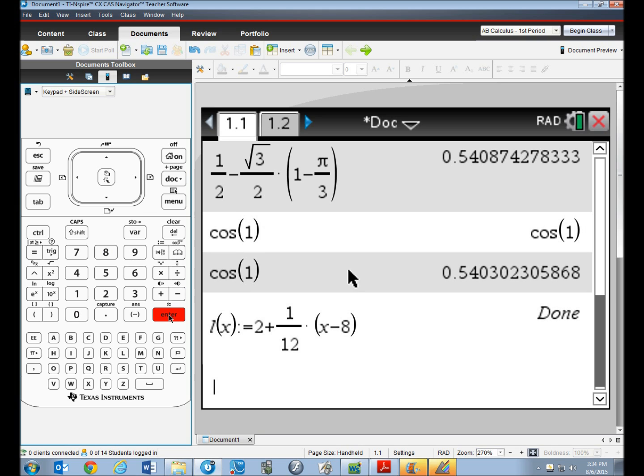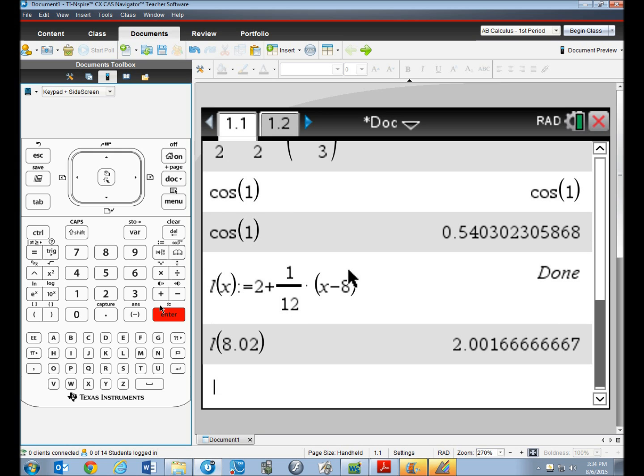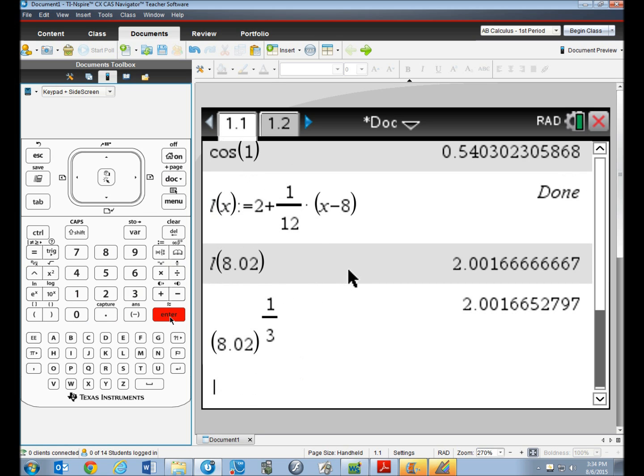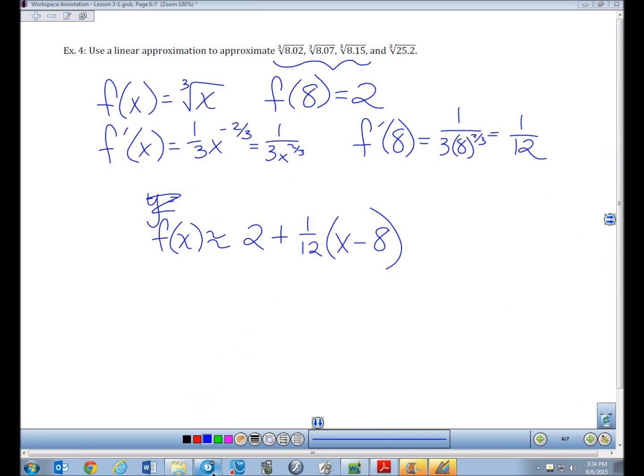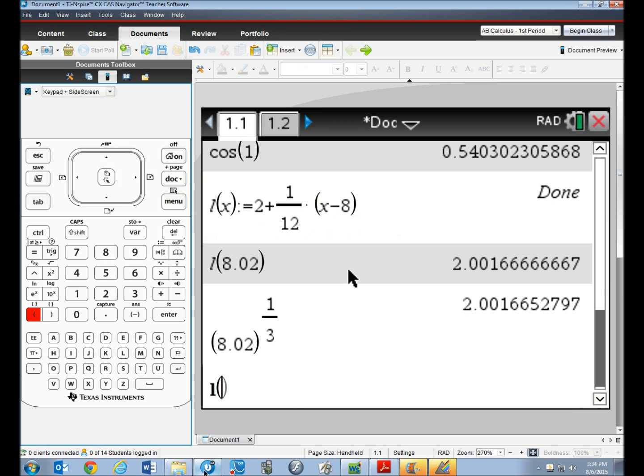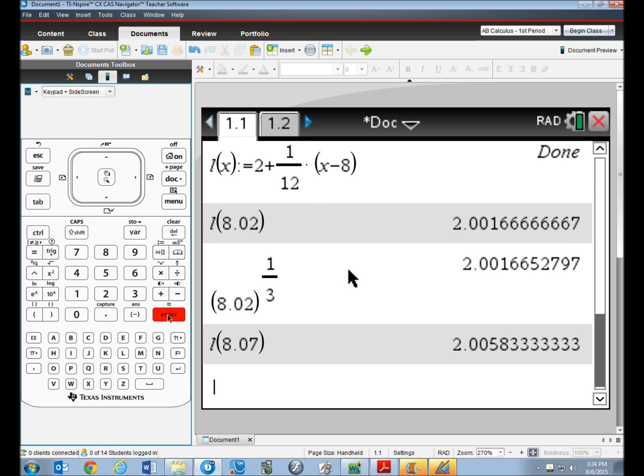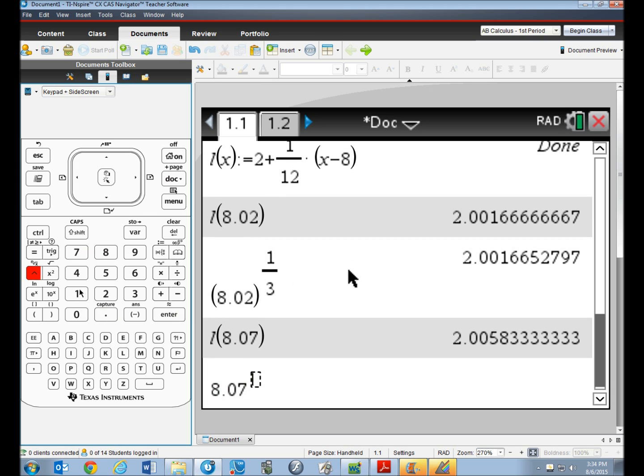That way I can see that L of x, or L of 8.02, whereas if I want to do the cube root of 8.02, fairly close. Now if we do L of 8.07, now we're getting further away from 8, so what we should see is fairly different values when we approximate and when we find the exact value, 8.07 raised to the 1/3 power.